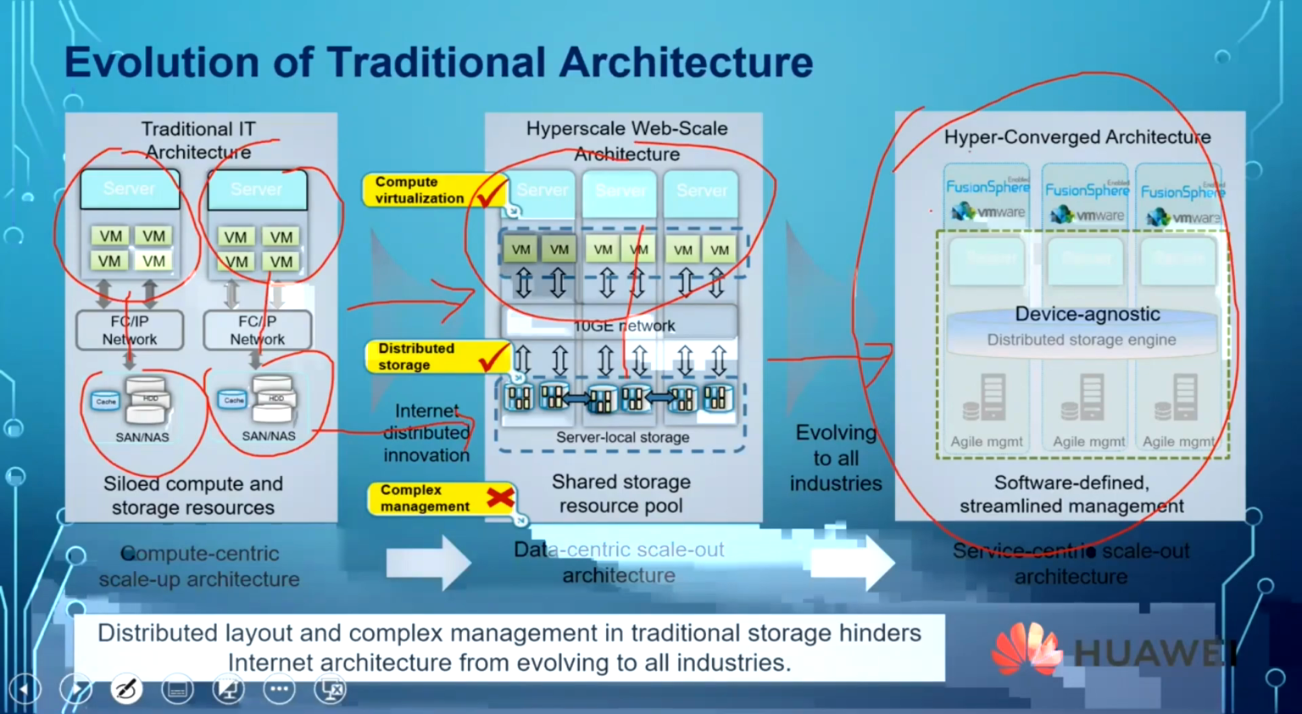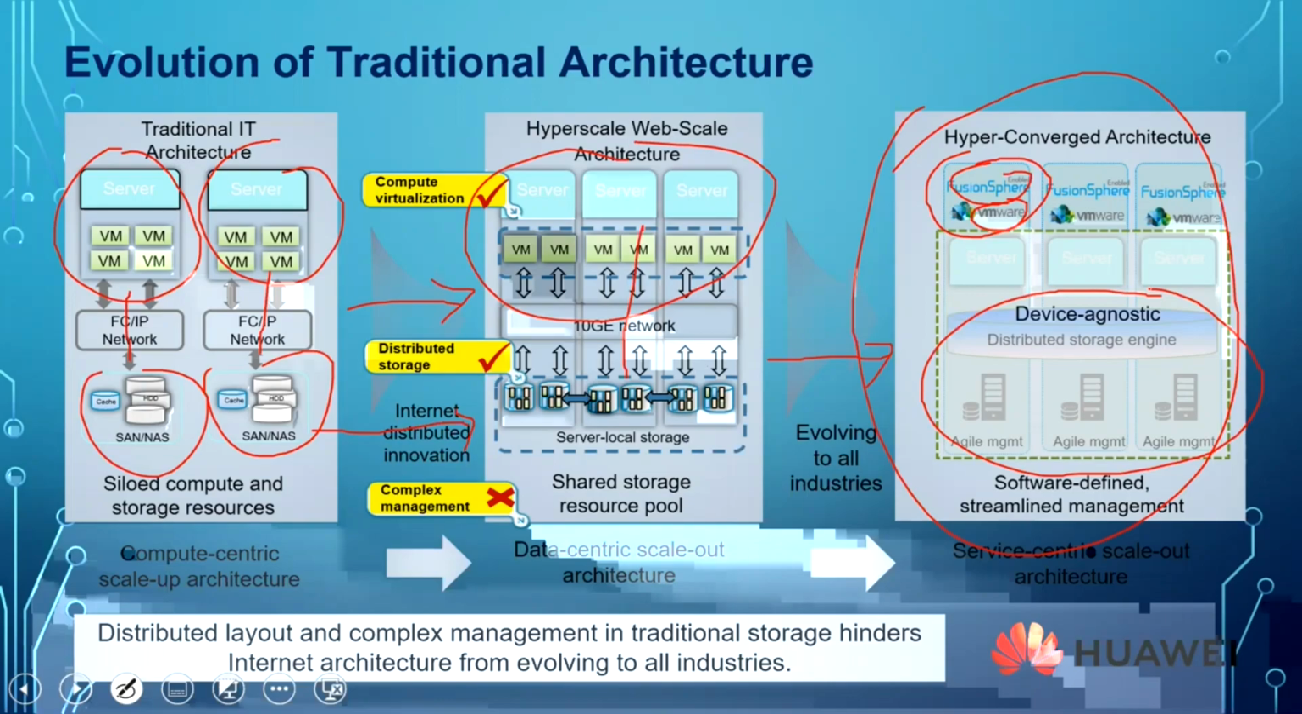Huawei can support FusionSphere and VMware as well. You can use VMware as a hypervisor or FusionSphere. But we cannot use vSAN for the distributed storage. For distributed storage, we have to use FusionStorage. Here we will use FusionStorage.